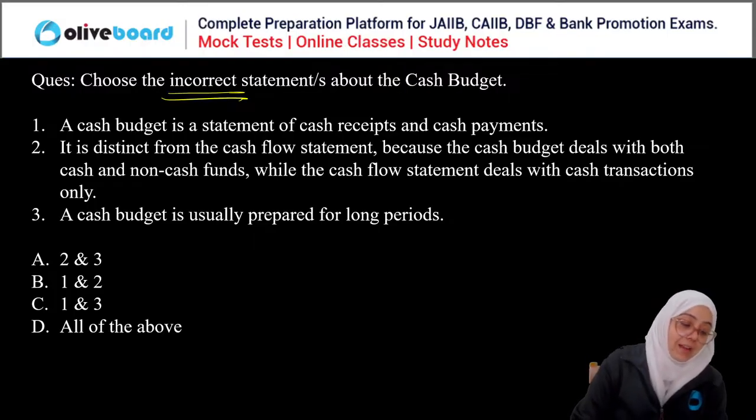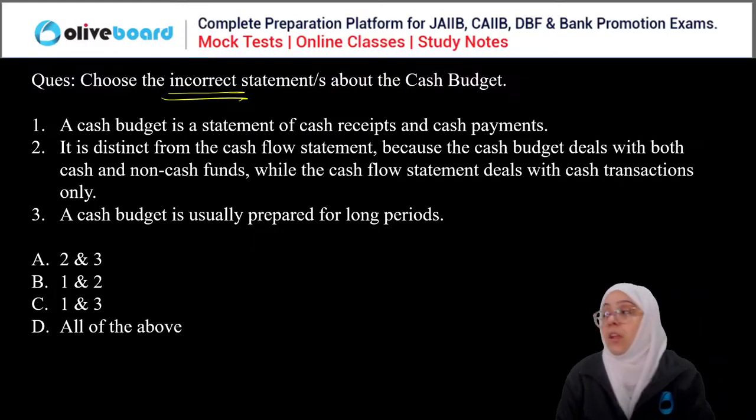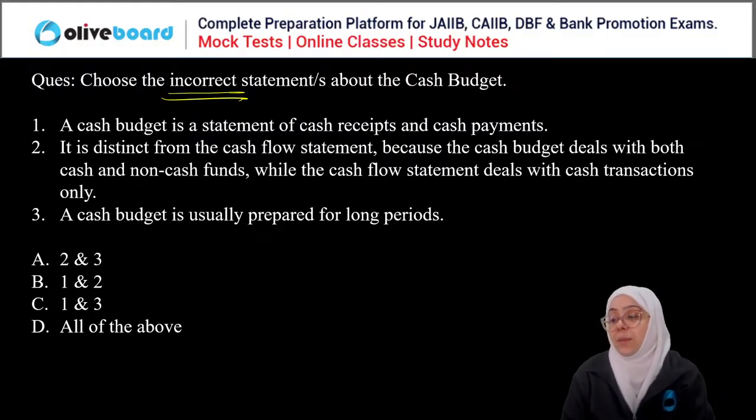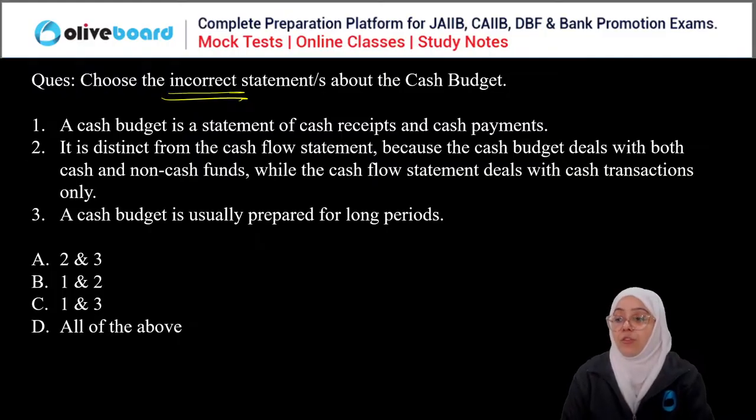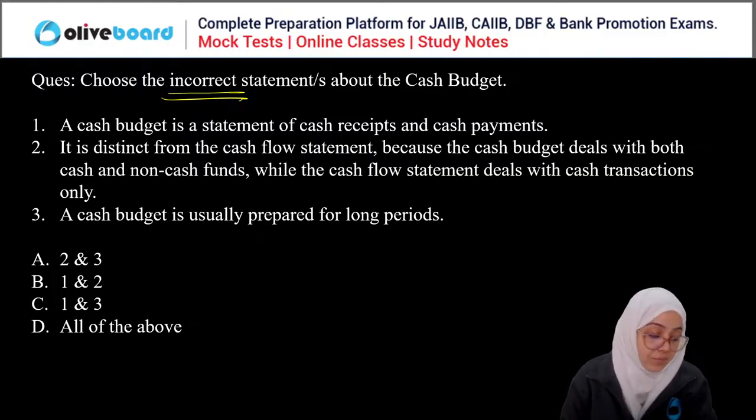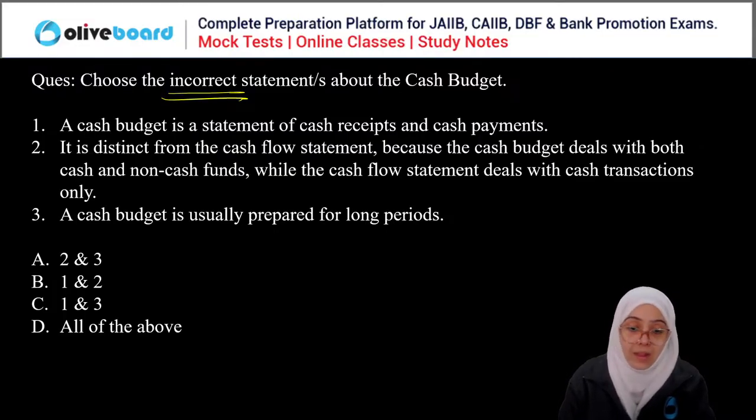Everyone, just choose the incorrect statement here. Very easy. You can all answer this question. Okay, A. You are all saying A. Kirutika, 2 and 3 means A.